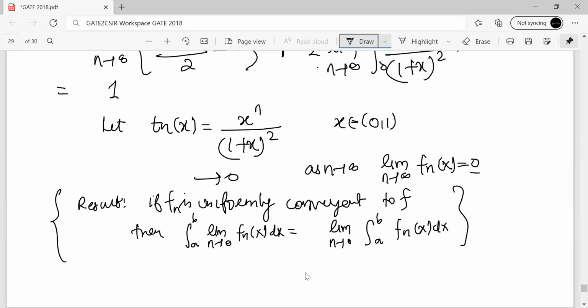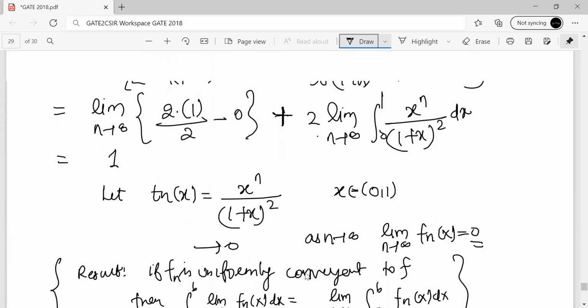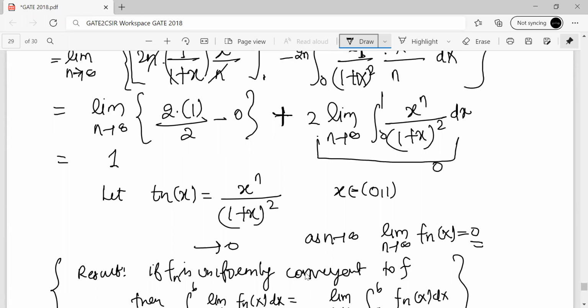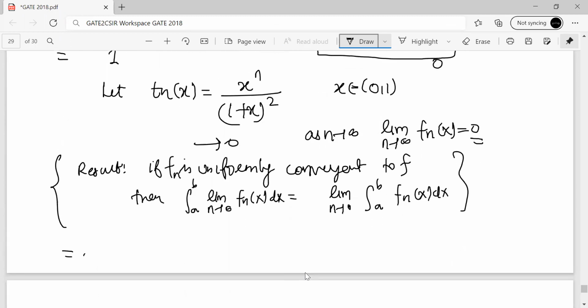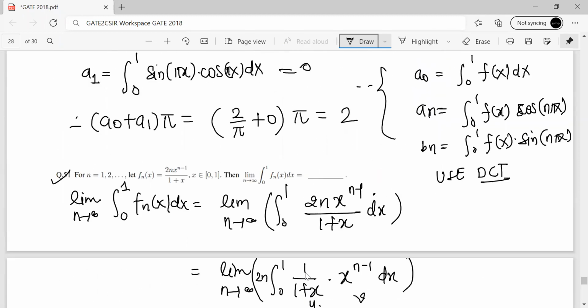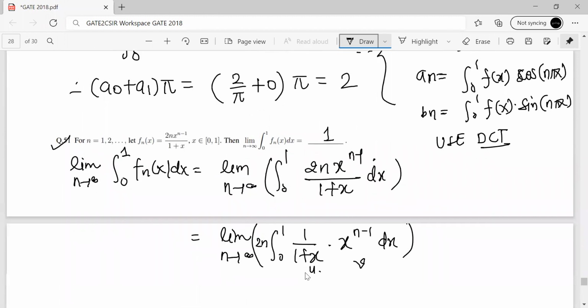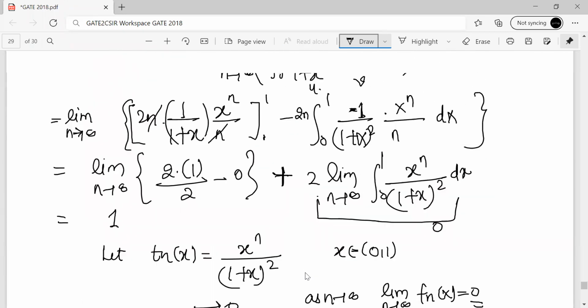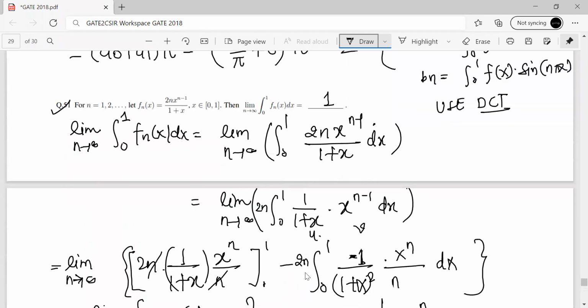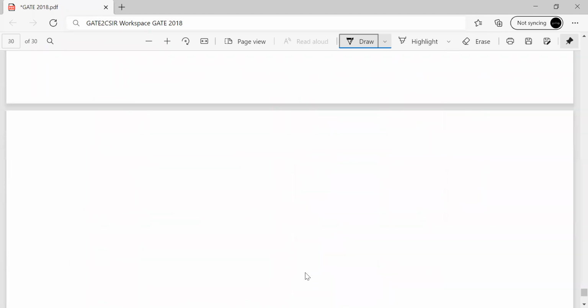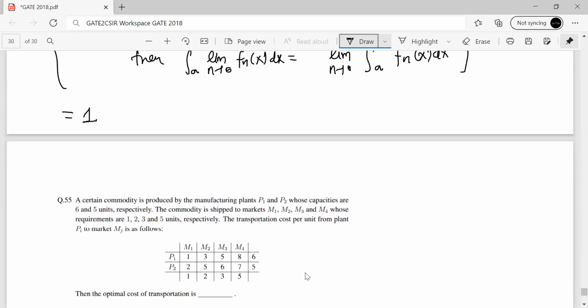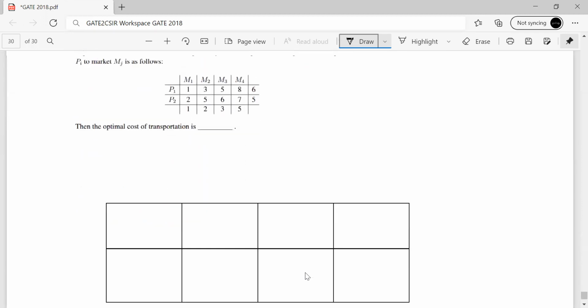So my f of x is 0, so basically this entire quantity will be 0. So I get the answer just 1. Okay, so the answer here is 1. There are n number of methods to solve this problem, but I find this one to be very useful. Now there is just one more, question number 55, and it's quite easy.